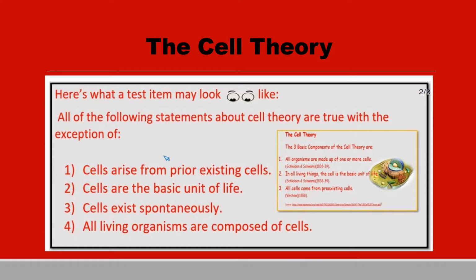Here's what a test item may look like. All of the following statements about cell theory are true with the exception of. And here you have your four options. Option 1, cells arise from prior existing cells. 2, cells are the basic units of life. 3, cells exist spontaneously. And 4, all living organisms are composed of cells.